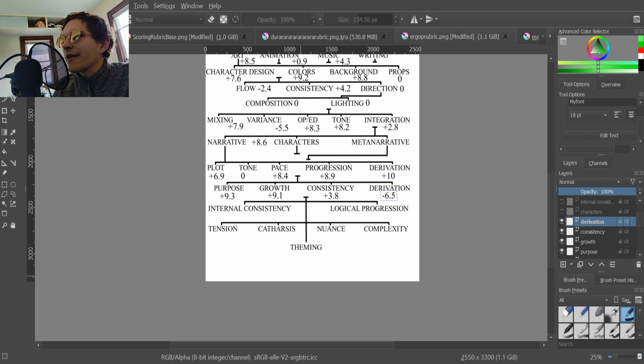Negative 6.5. So for characters, let's add this up. We have a 9.3, a 9.1, a 3.8, minus a 6.5. We'll divide that by 4, which nets us a 3.9, which is appropriate for characters. Put that in. There we go.